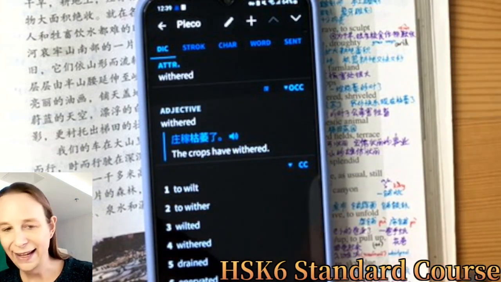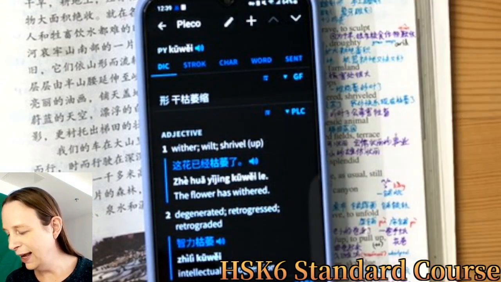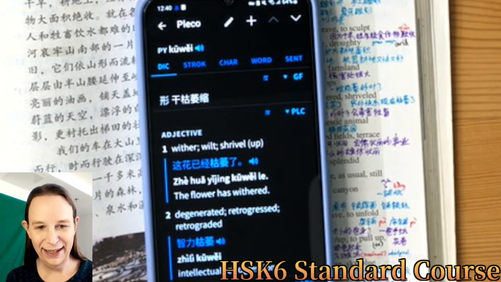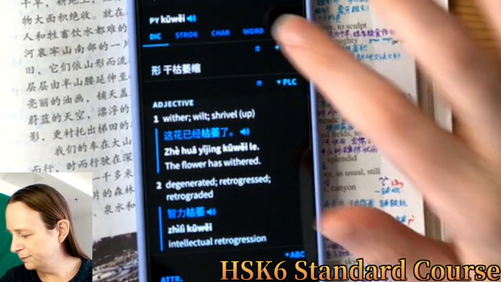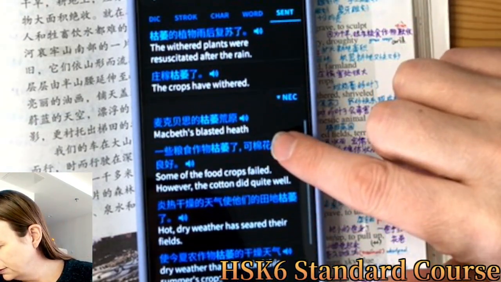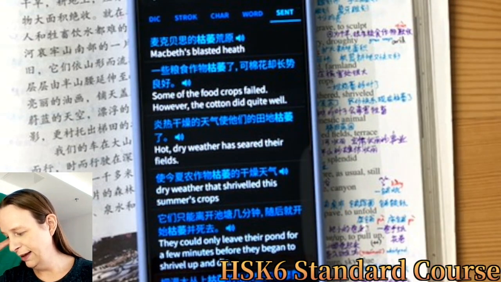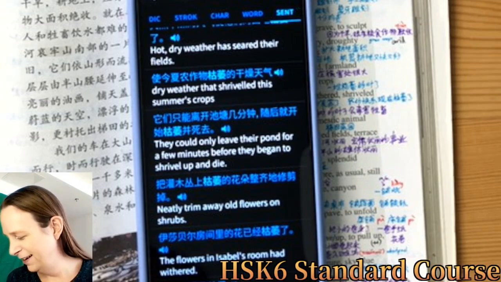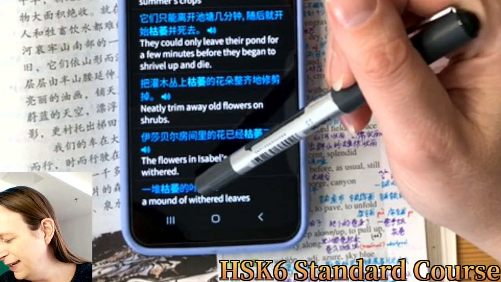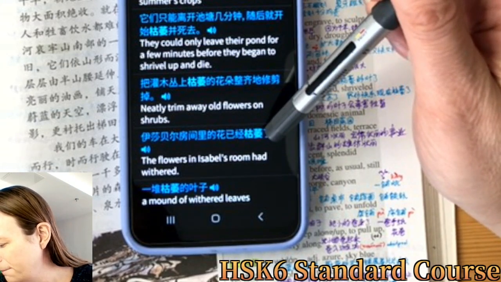庄稼枯萎了. That 了 is a change of state 了. 已经枯萎了. It looks like a verb to me. 已经. You can use 已经 with adjective though. No, it's kind of a fairly verb-like adjective. 一堆枯萎的叶子. Okay, that's definitely an adjective. 枯萎了, 已经枯萎了. Yeah.